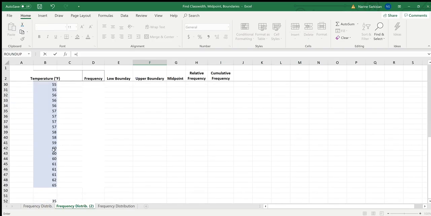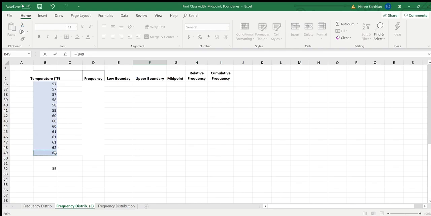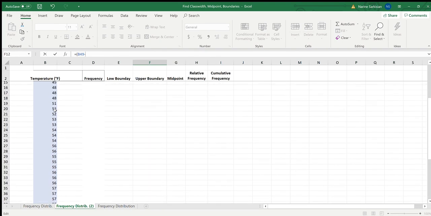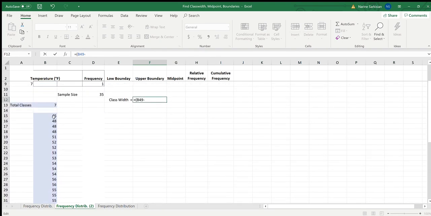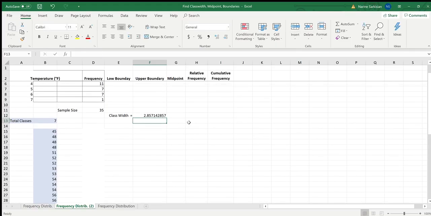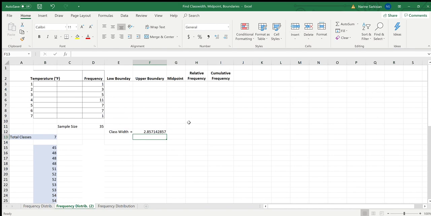So I'm going down here, click 65. Okay, it took the cell of 65 and then minus, taking the cell of the smallest number, which is 45, closing parentheses, and we divide by total amount of classes, which is 7. Okay, we got it. Now, for class width we need to round it, and in statistics we always round things up.